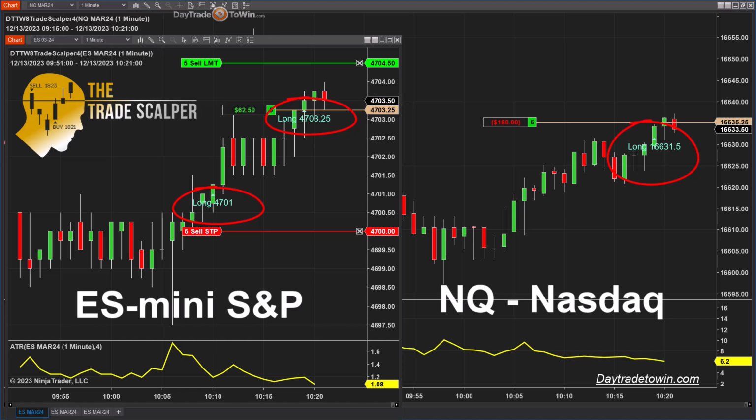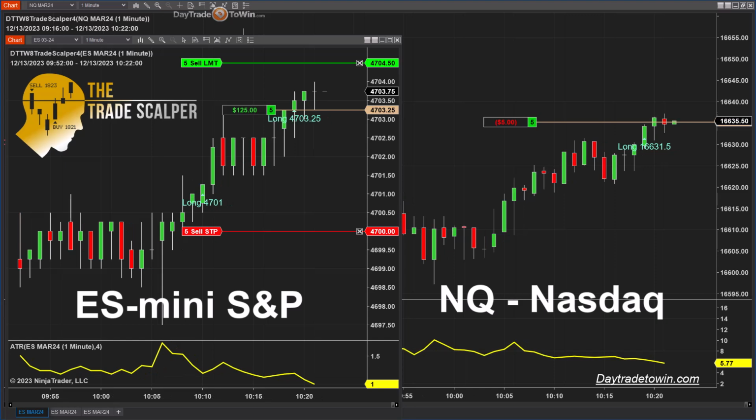Now another thing is the signals do not get repainted or they don't disappear. So the signals that you're seeing here, if you have the Trade Scalper software or the roadmap or the Atlas line, they actually stay on your chart and you can go back in history and you can see them. So these signals are the exact same signals and entries for everybody using the Trade Scalper program.